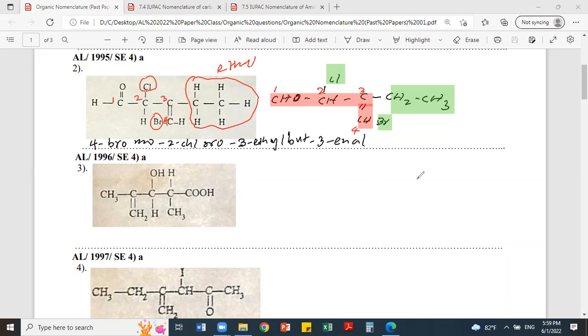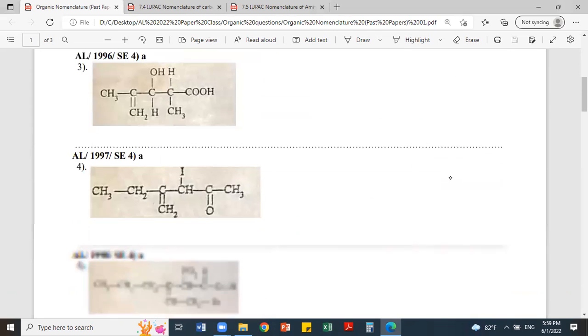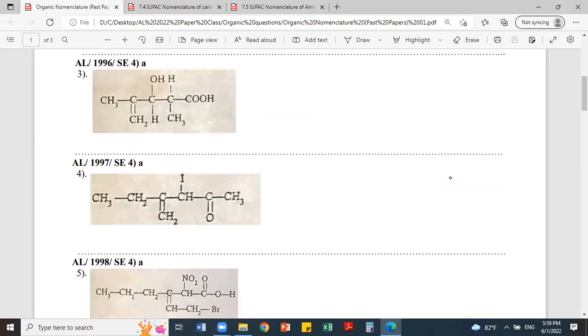Then number 3. Shall I read this? What's the answer for the third one? First tell me, what do we have to name this as? Alcohol or carboxylic acid? Check the priority list, the 7.5, on the last page I have given the priority list. What do we have to label this as?